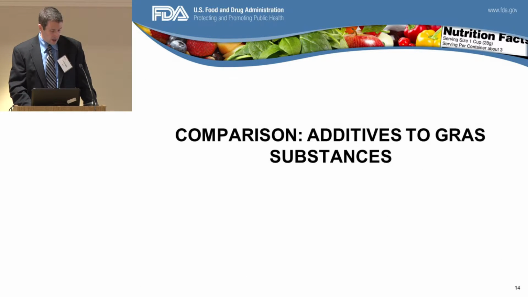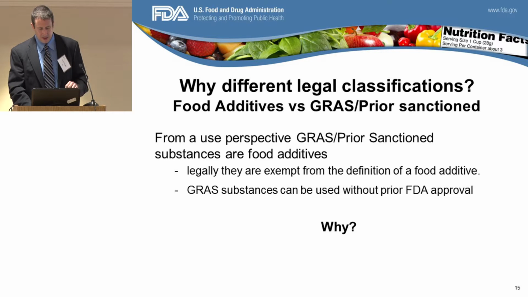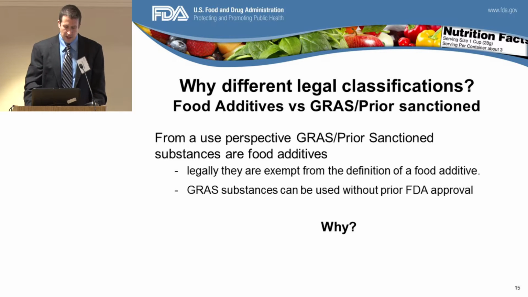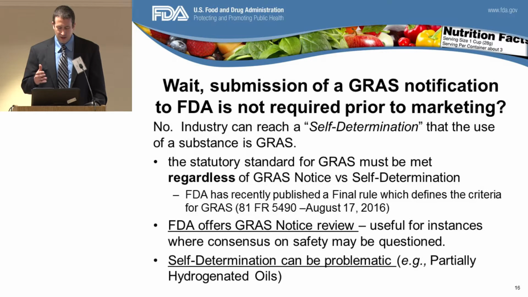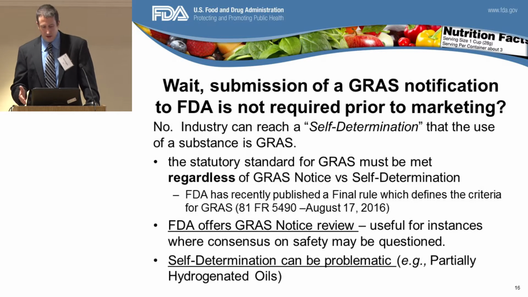So now let's talk about GRAS substances. As we said before, from a use perspective, generally recognized as safe, you use them basically like other food additives, but as opposed to what FDA would consider to be a food additive, GRAS substances can be used without prior approval. As soon as everybody hears that, they're like, wait, you mean you don't have to submit a GRAS notification to FDA in order to use a substance that's generally recognized as safe? And the answer is no.